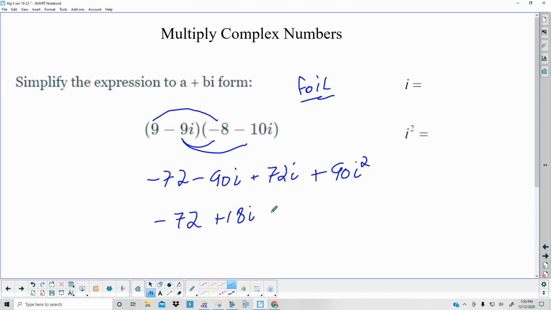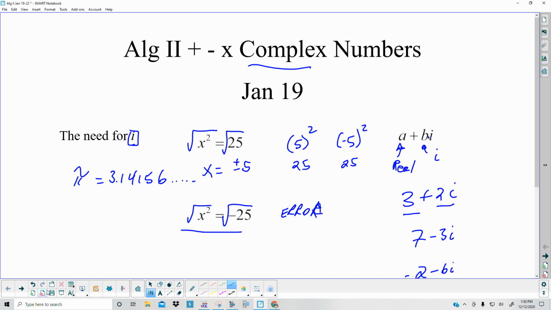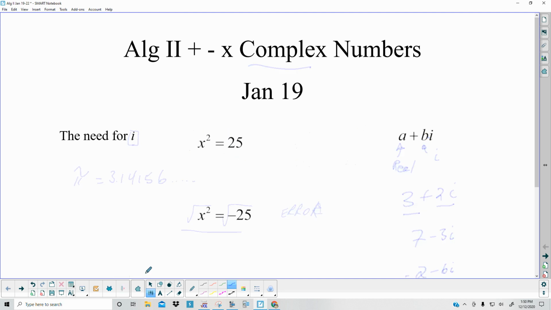18i plus 90i squared. Okay, your answer is supposed to be in a plus bi form. Check it out. You got this i squared that's hanging out. Okay, I said I'd talk a little more about i, so here we go. So let me clear this out.